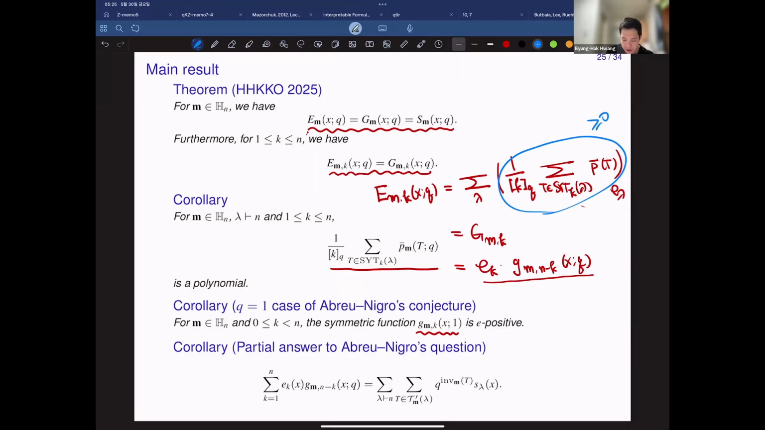And also we have partial answers to Abreu-Nigro's questions. So we have the following Schur expansion of this function. This is g sub m, and this is s sub m.